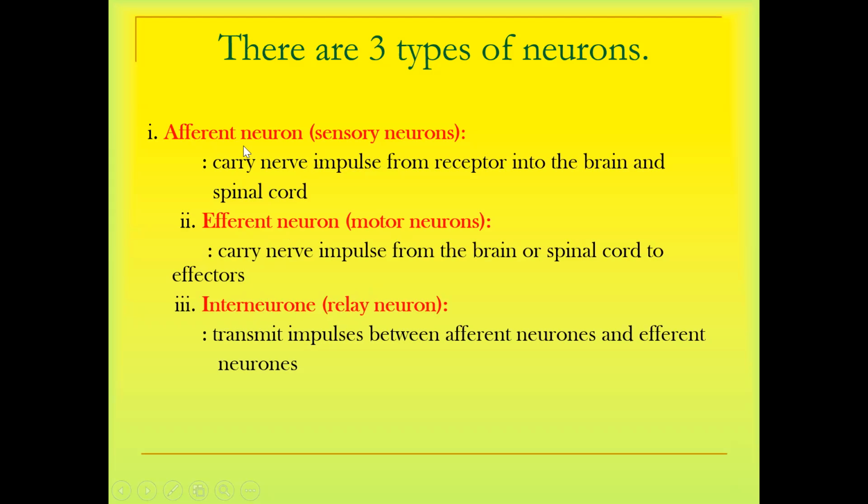Each different neuron will carry a different function. Afferent neuron carries nerve impulse from receptor to the brain or spinal cord. Efferent neuron or motor neuron carries nerve impulse from the brain or spinal cord to the effector. Interneuron or relay neuron transmits impulse between afferent and efferent neuron.